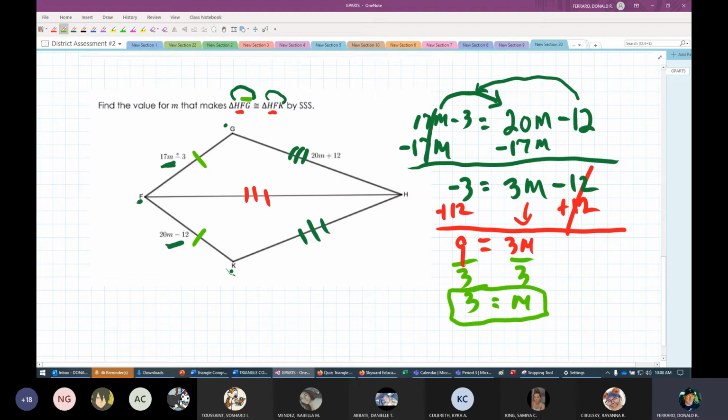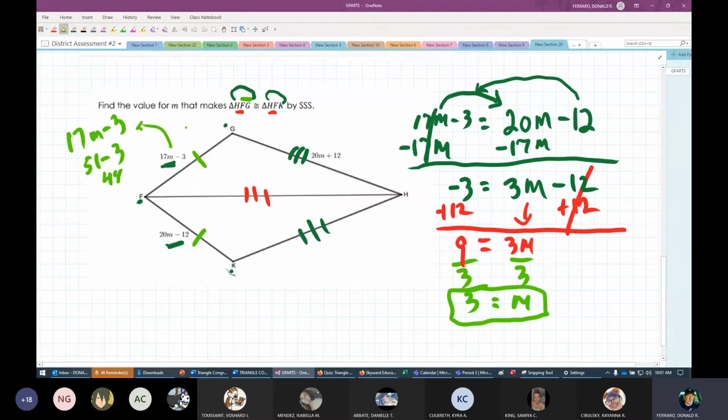So what I do want to do is just double check my answer, okay? So I now know that M equals 3. So I got 17M minus 3. That's from there, right? And 17 times 3, what's that going to be? 30 plus 21. So that's 51? 51 minus 3. Does that sound right? I think so. Let's see. So 51 minus 3 is 48.